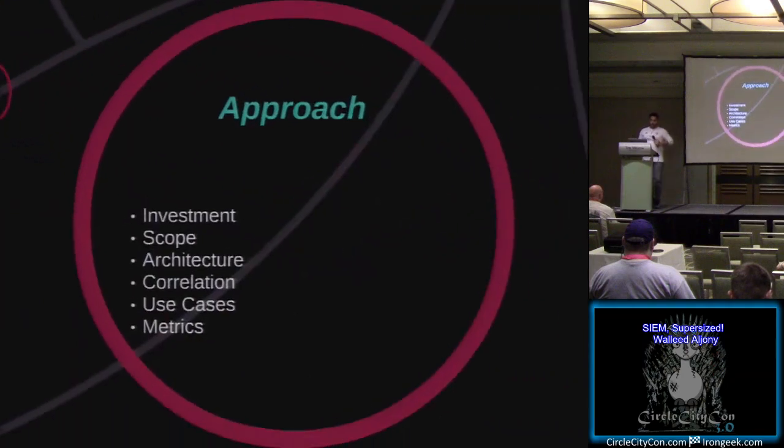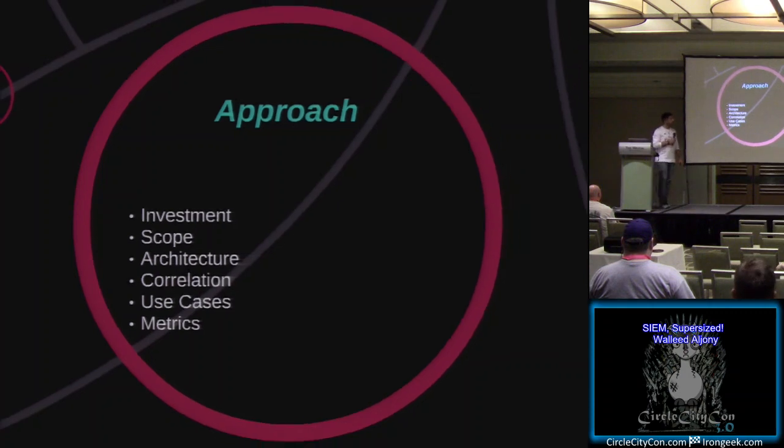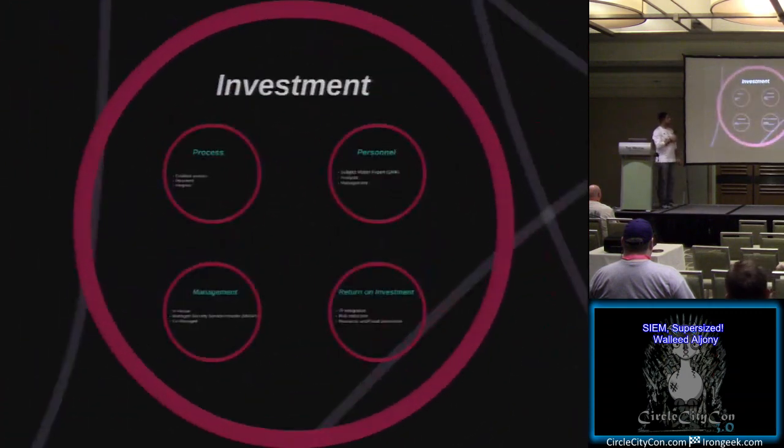There are a few approaches to consider when you're actually going for a SIEM deployment. I usually like to break it out into six things: investment, scope, the architecture, correlation, having proper use cases, and actually utilizing metrics for your deployment. We'll go first into the investment piece.